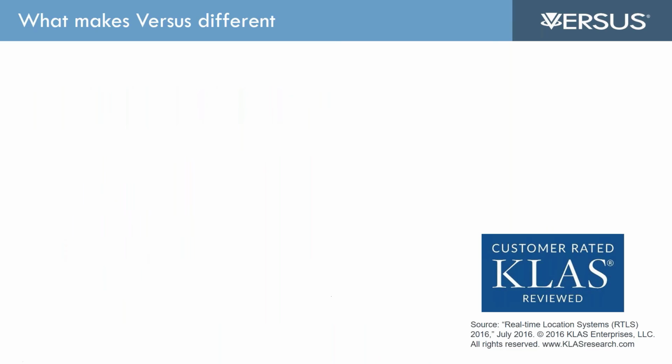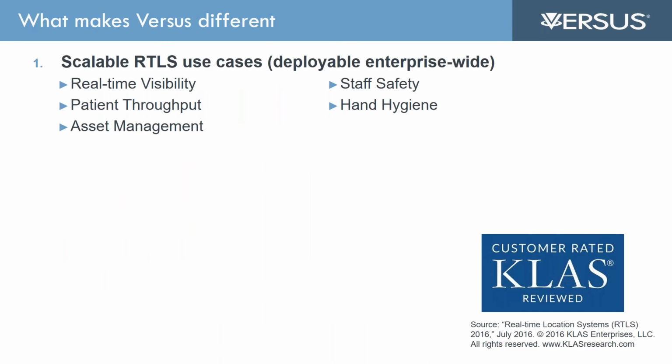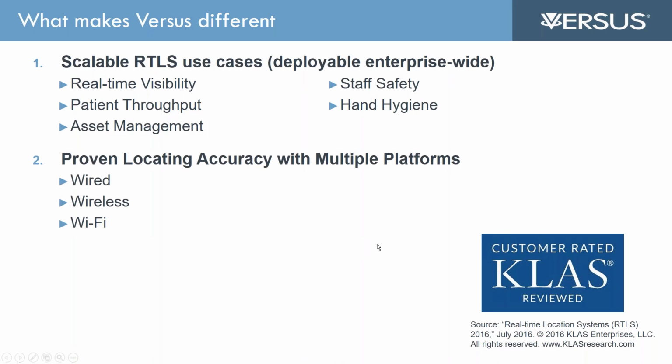So there are really 3 things that make us different as an RTLS vendor. First of all, Versus brings scalable RTLS use cases, which are deployed across your enterprise where the greatest benefits can be gained. So these modules not only deliver visibility to people and assets, but they also enhance patient throughput, and they ensure that resources are effectively managed. Second, Versus offers the highest rated RTLS location accuracy on the market. Doug talked a little bit about the technology and what makes us unique. Versus offers wired, wireless, and Wi-Fi locating platforms to create seamless interoperability.